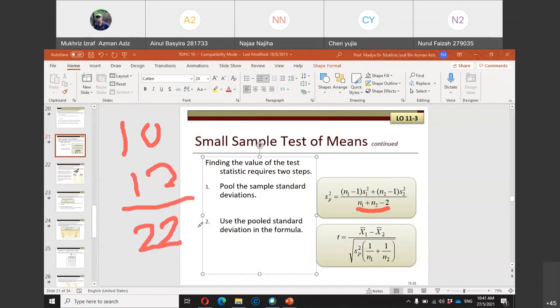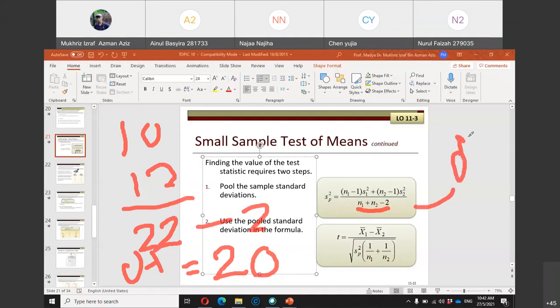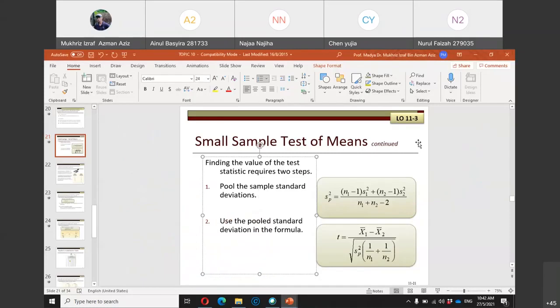So 22 minus 2, you will get 20. So in the T table, 20 will be your degrees of freedom. So the formula that you see here, n1 plus n2 minus 2, is also equivalent to your degrees of freedom, DF, that you need to refer to the T table later on when you want to determine the critical value. Okay, that will be in your step number 4.